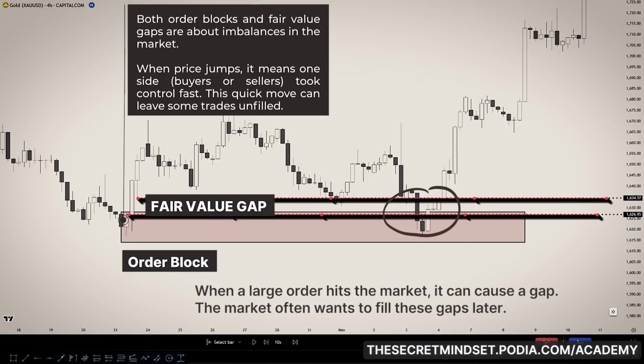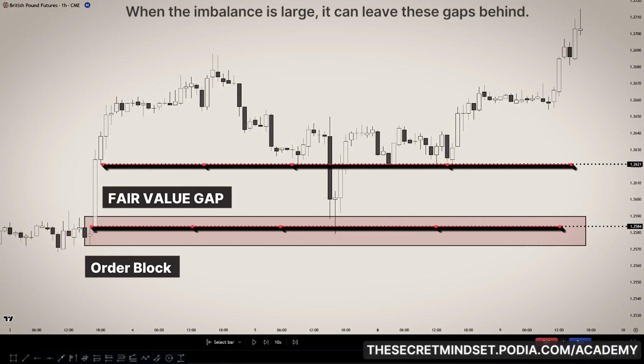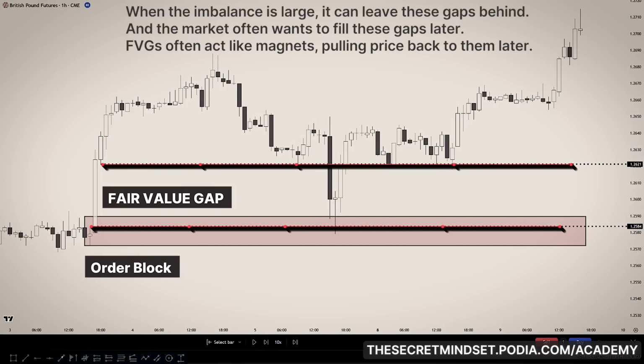Both order blocks and fair value gaps are about imbalances in the market. When price jumps, it means one side, buyers or sellers, took control fast. This quick move can leave some trades unfilled. Fair value gaps are all about speed. When price moves too fast, it can leave these gaps behind, and the market wants to fill them. That's why they often act like magnets, pulling price back to them later.